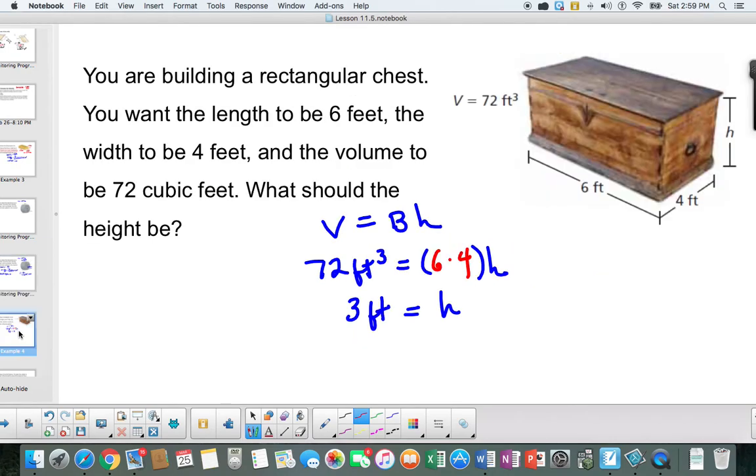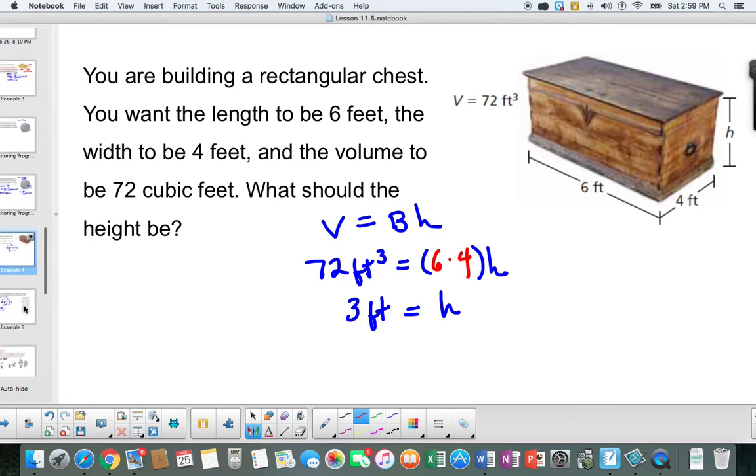Let's take a look at finding what the height of this chest should be. Again, start off with your formula, write down what you know, and I know the dimensions of my base, which is 6 times 4, and when I solve for h, I get 3 feet. So that height will be 3 feet.